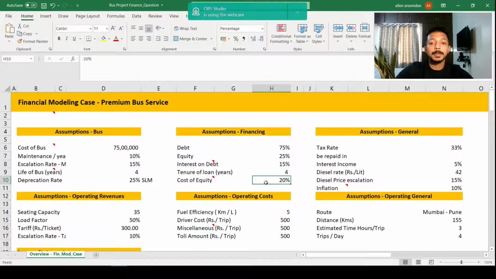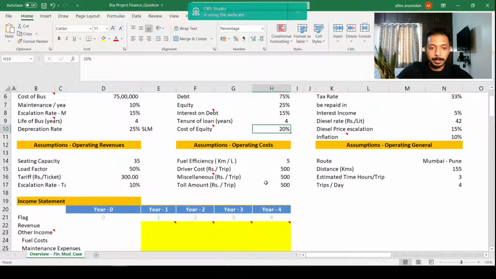Now, what is cost of equity? To simplify things, cost of equity is my opportunity cost. That means if I were to not pursue this business, how much return would I have been generating anyway? So if I was a businessman already generating 20% in my previous businesses, then my cost of equity would be 20%. I'm just trying to simplify this. Of course, there are multiple ways by which you can derive cost of equity, but I have just given you a very simple explanation.